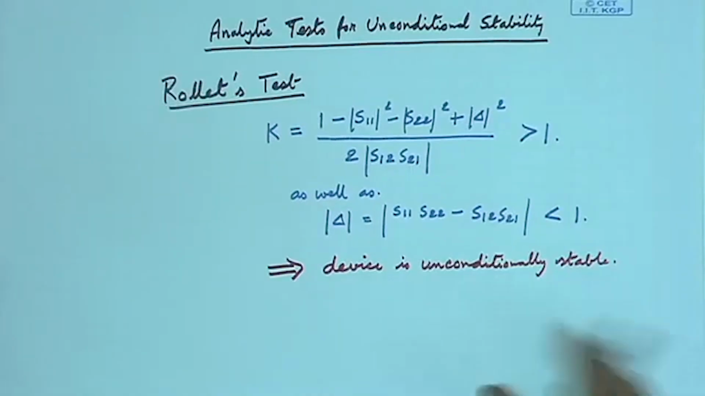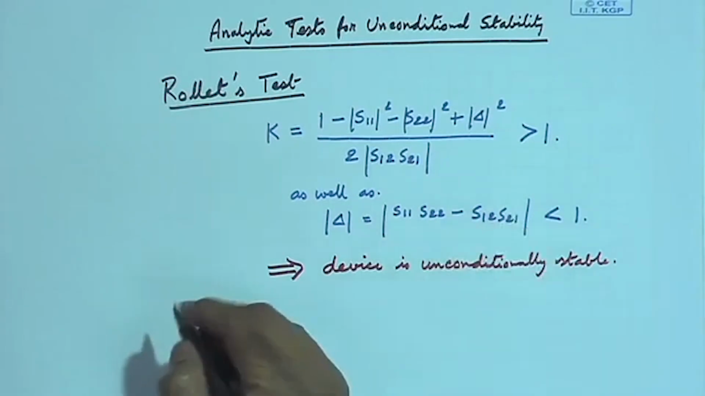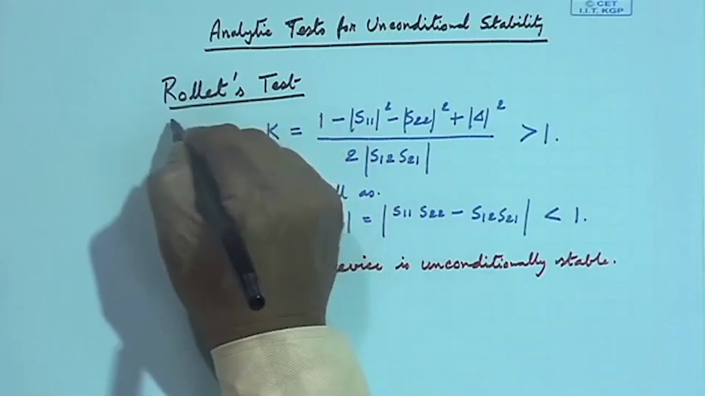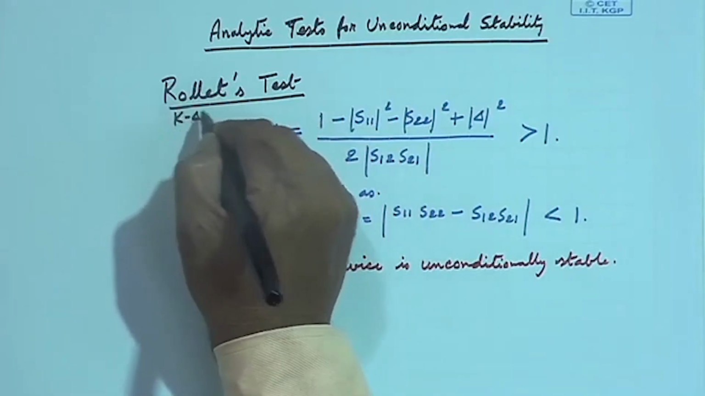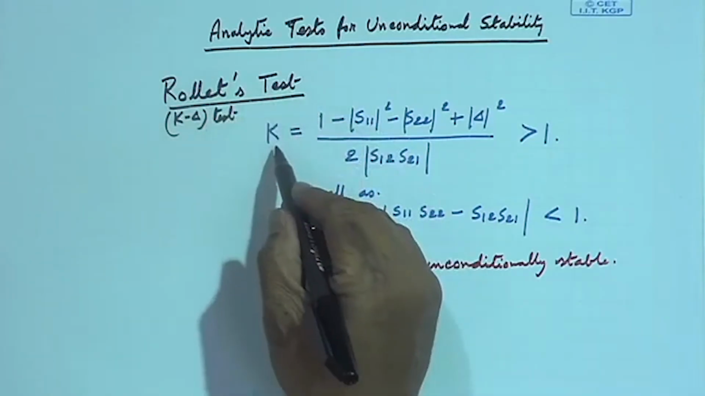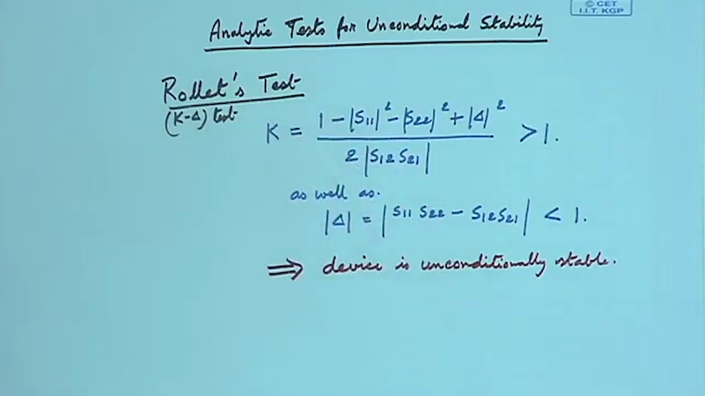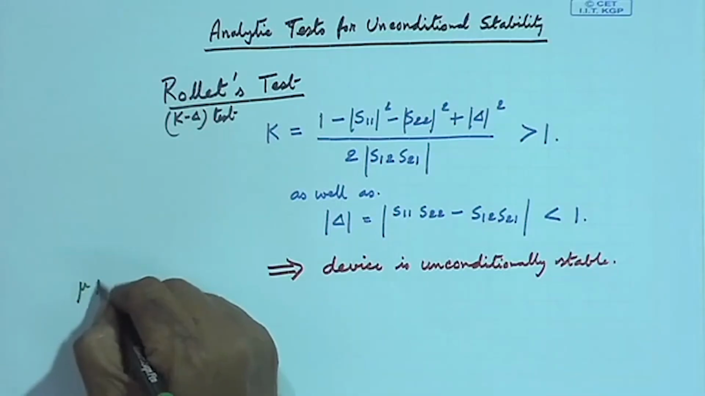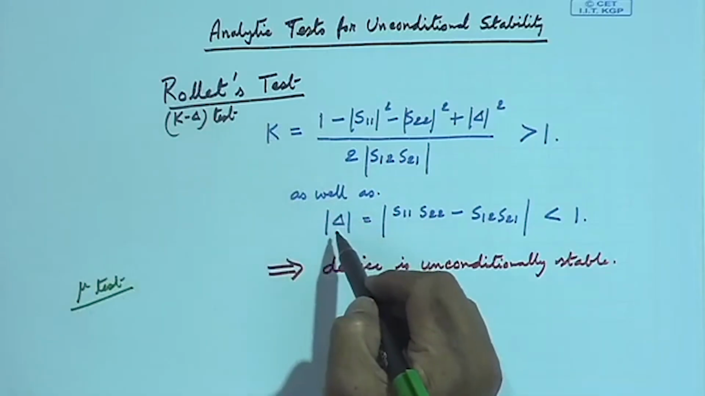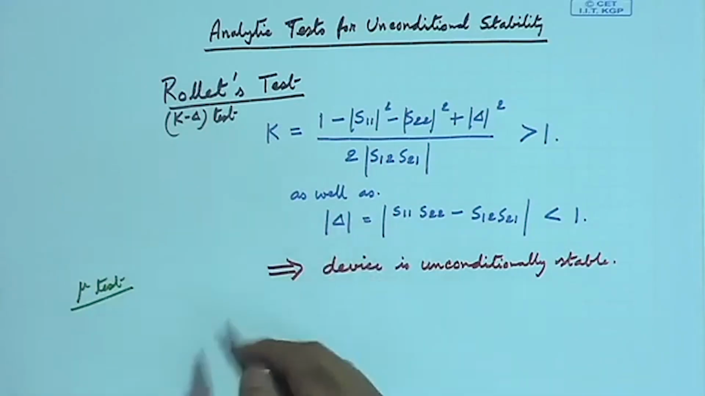Here are two conditions that should be simultaneously satisfied. This is also sometimes called the K-delta test. This is called Rollett's constant, or Rollett's constant K. Another test is called the mu test. Here you have K and delta both to test, but the mu test is an improvement of that.